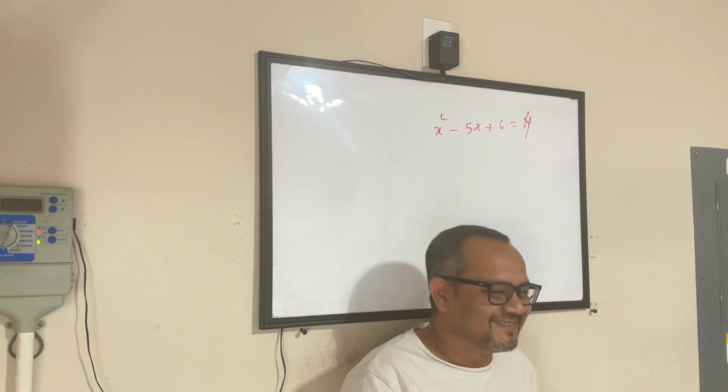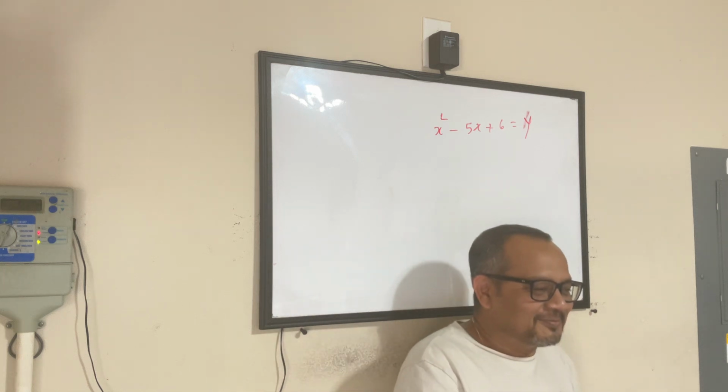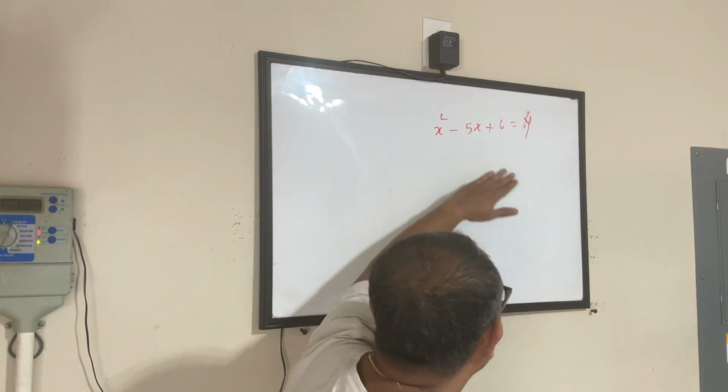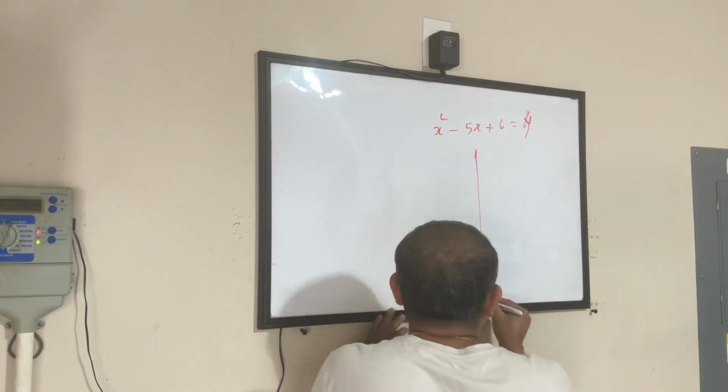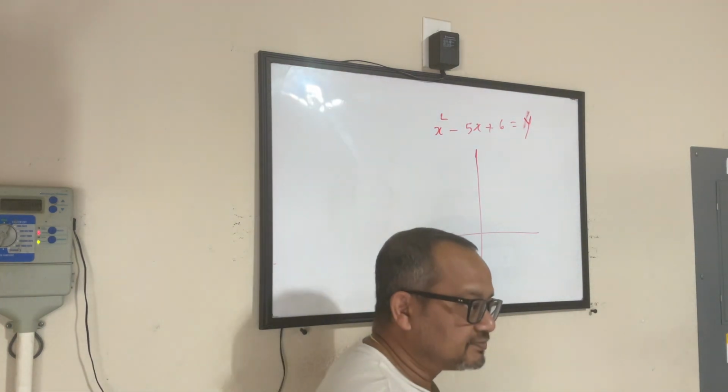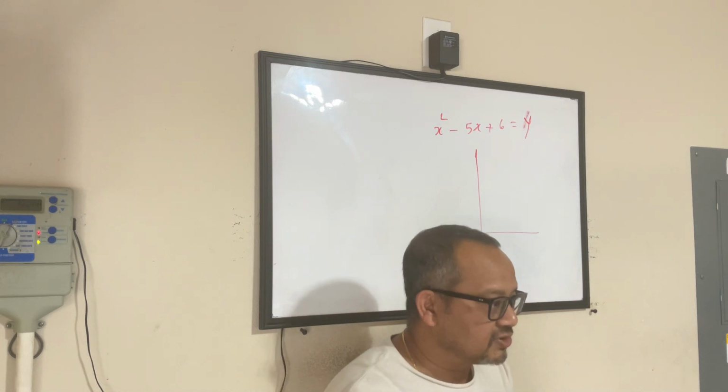Okay. So now, if I have a quadratic equation like this, if I have to plot it, is there anybody in the class who has any confusion about it? How to plot it? No confusion, right?